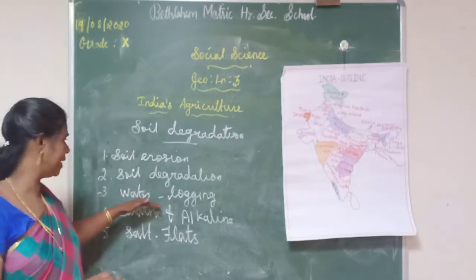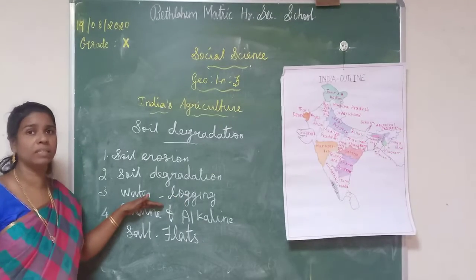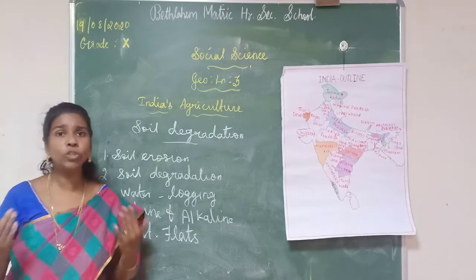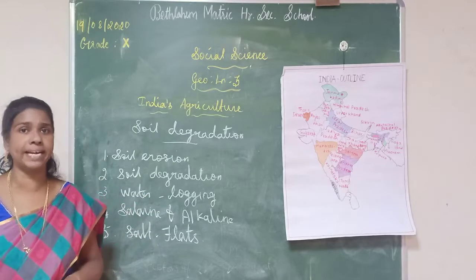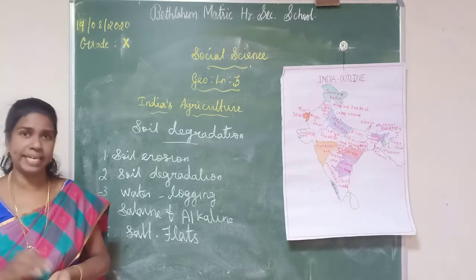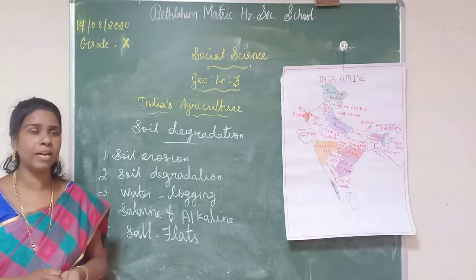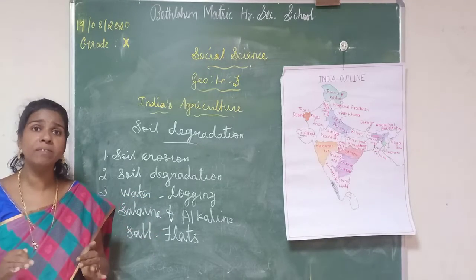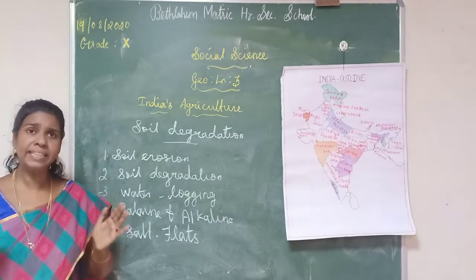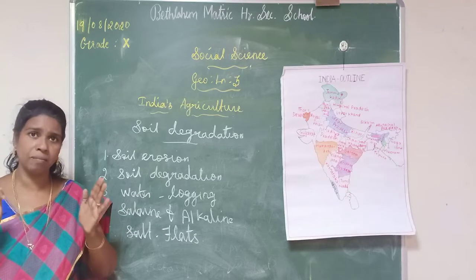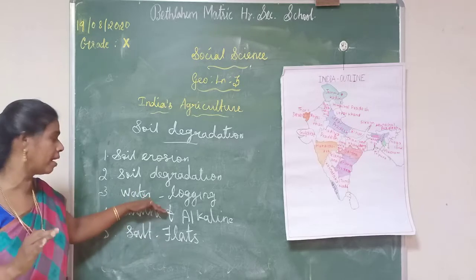Then the third one is waterlogging. Waterlogging is saturation of soil with water. In the previous class, I explained about waterlogging. Because of ill drainage, waterlogging will occur. Where there is no drainage system, that particular area will face waterlogging.